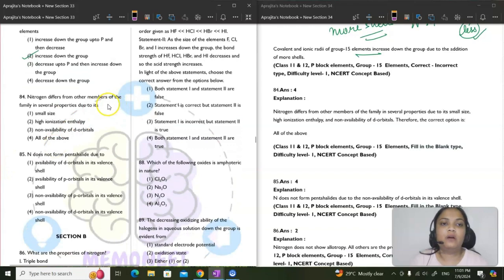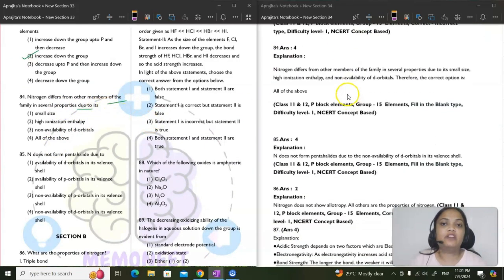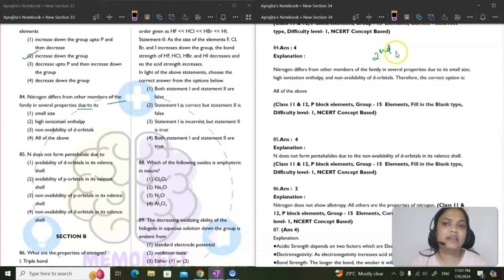Nitrogen differs from other members of the family, just like we did for carbon, because of its small size, because it's present in the second period only. Okay, so second period elements have small size. And now it has high ionization enthalpy also. Now why is it having high ionization enthalpy?